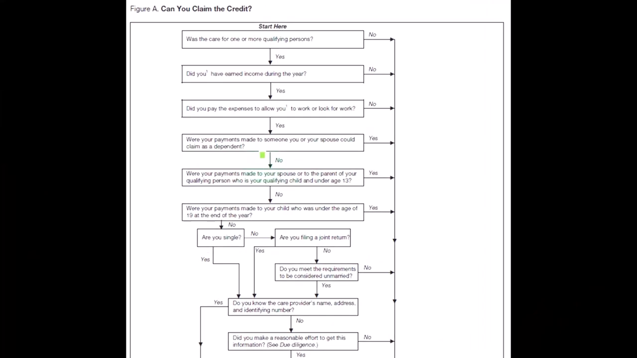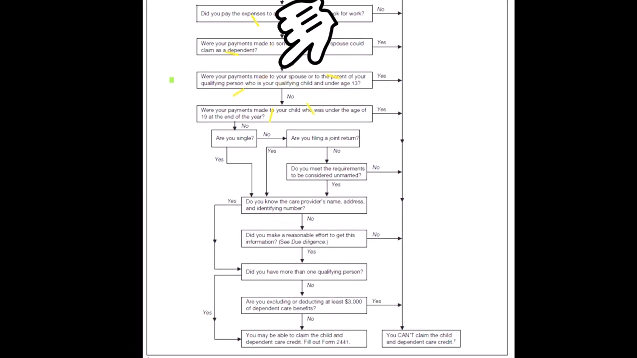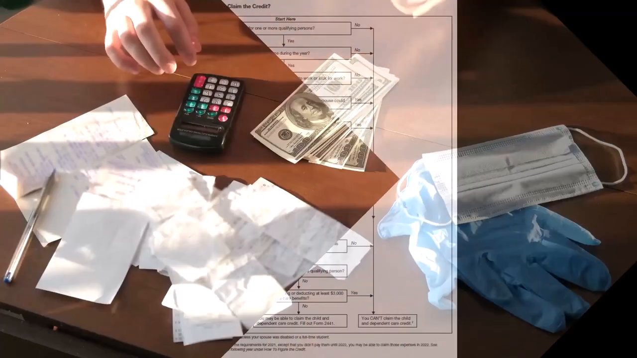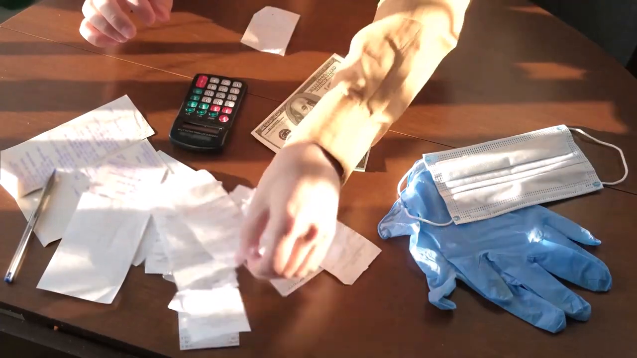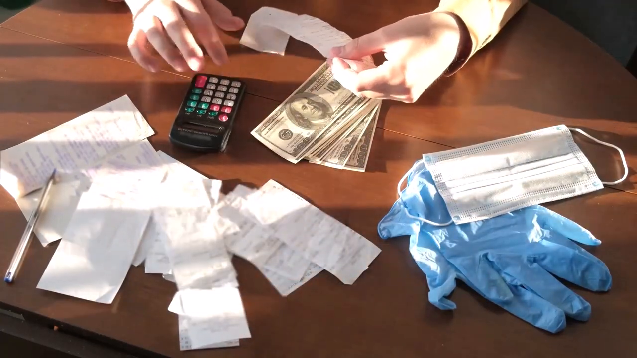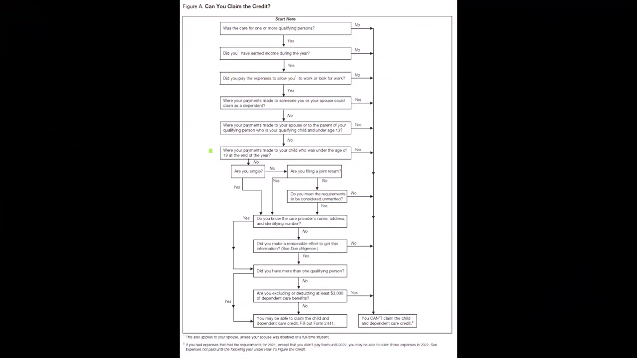So this time we would say, no, that's not the case. If it was yes, then no credit. Okay. So were your payments made to your spouse or to the parent of your qualifying person who is your qualifying child and under age 13? Generally you can't make the payment to a spouse or to the parent of your qualifying person who is your qualifying child under age 13. So the answer would have to be no there to continue on.